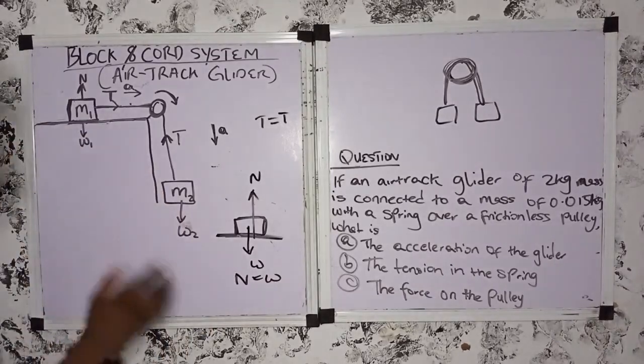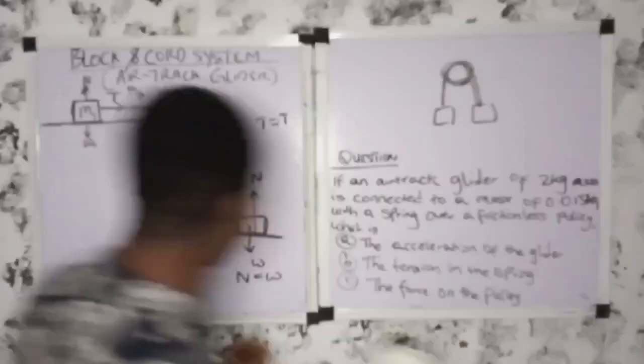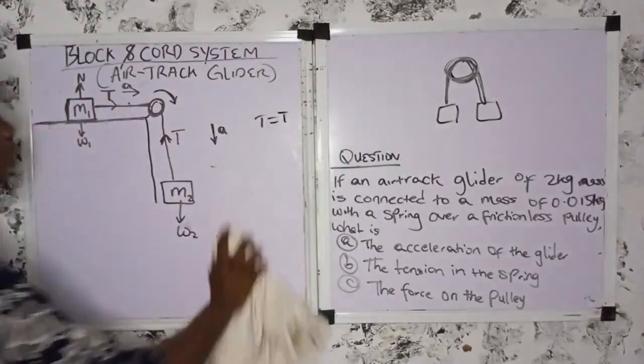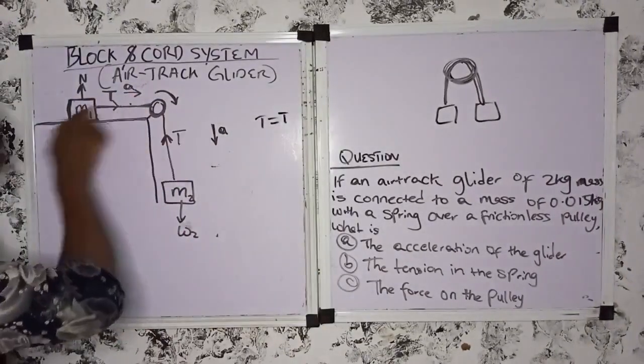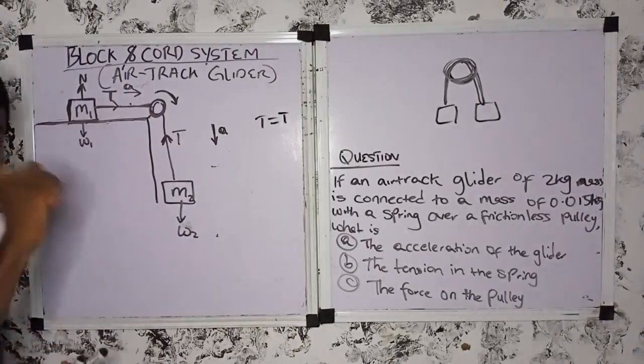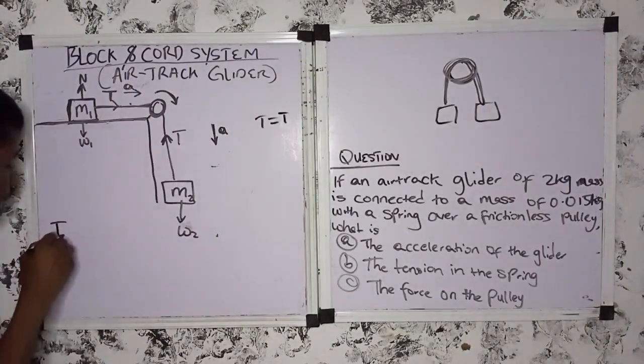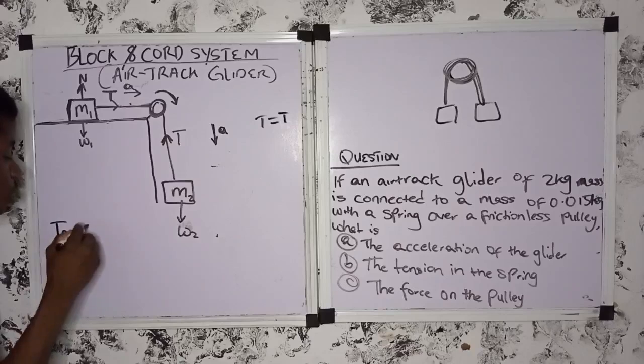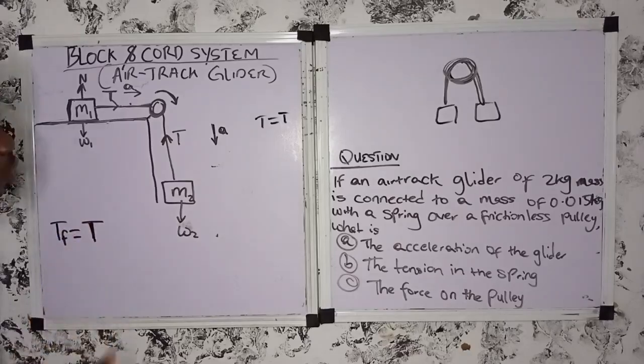So just like we did this one, the total force acting on M1 is only the tension, right? So the total force acting on M1 is equal to only the tension. Now what about M2?